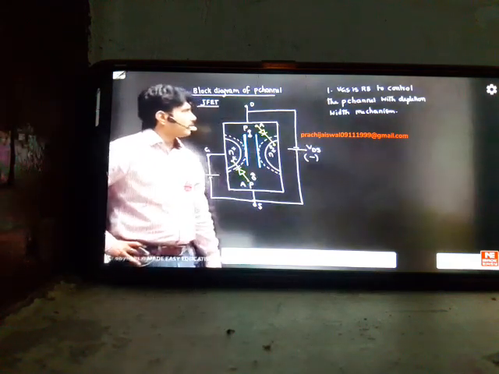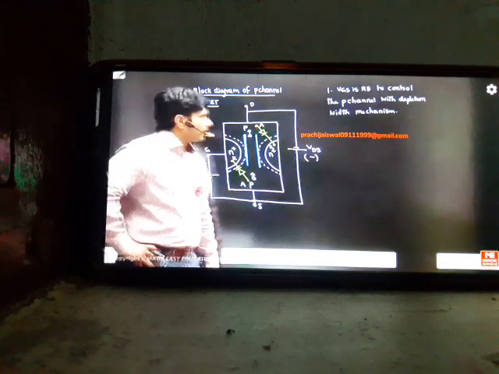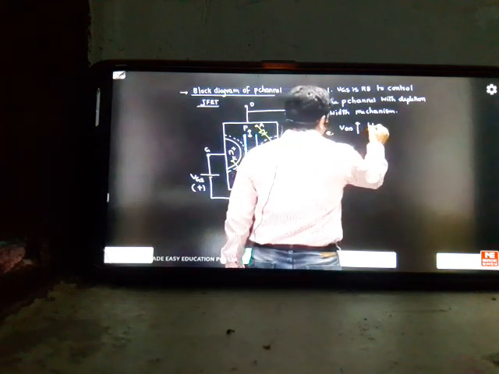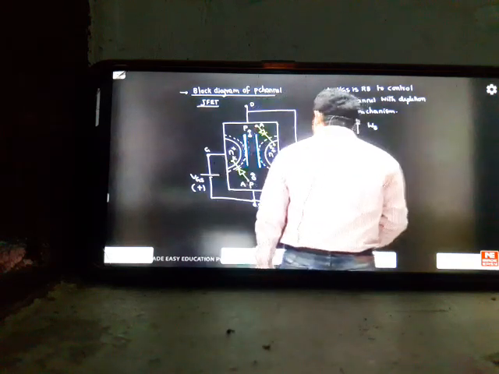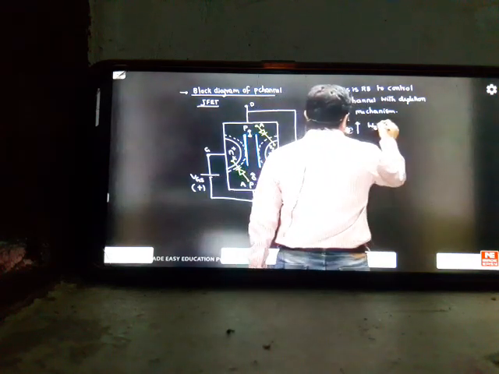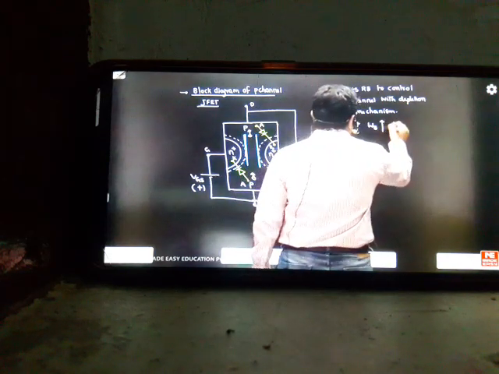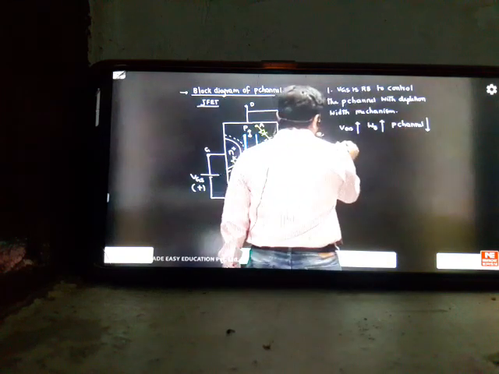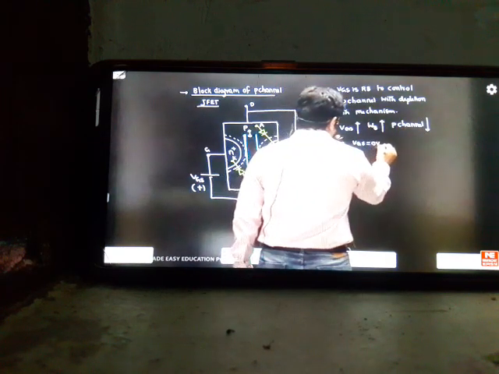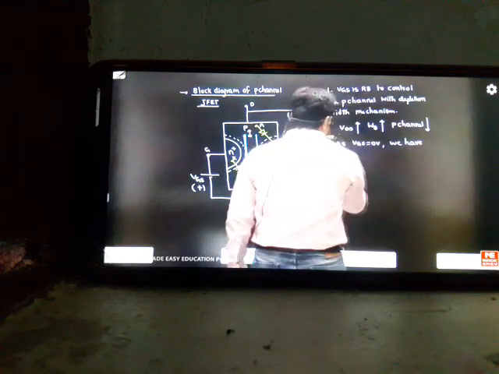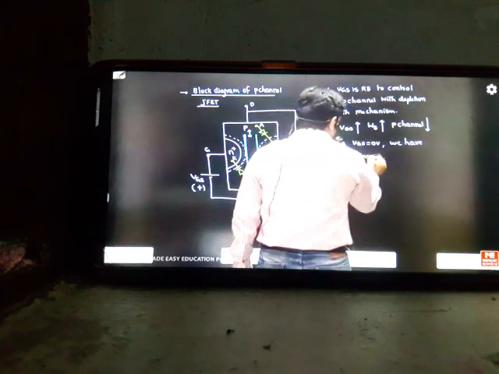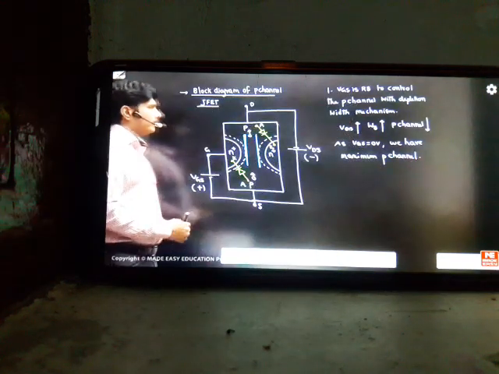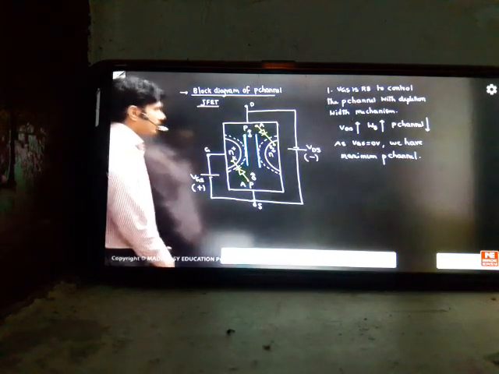VGS is reverse bias to control the P channel with the depletion width mechanism. What it's telling is, as VGS increases, reverse bias voltage increases, the width of the depletion region, WB, will increase. Therefore, your P channel will decrease. This is the mechanism. As VGS equal to 0, we have maximum P channel in the device. We have maximum P channel whenever VGS equals 0 volts. This is the first point.